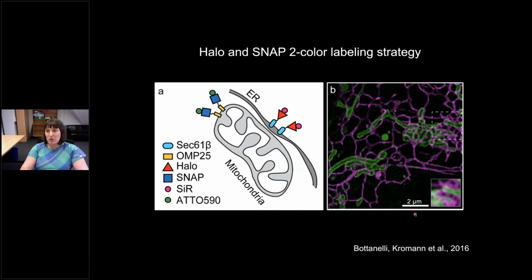So coming back to our labeling strategy, you have your Halo and SNAP tag proteins of interest, and you express them in the cell. In this example, we have SEC61, which labels the membranes of the endoplasmic reticulum, tagged with a Halo tag, and OMP25, which is an outer mitochondrial protein, tagged with a SNAP tag. You simply add the dyes into your culture medium. These dyes are cell permeable, so they permeate inside the cells, then they react with SNAP and Halo and label your cells. Then you wash the cells and put them on your microscope.